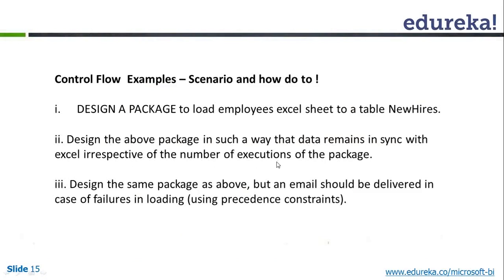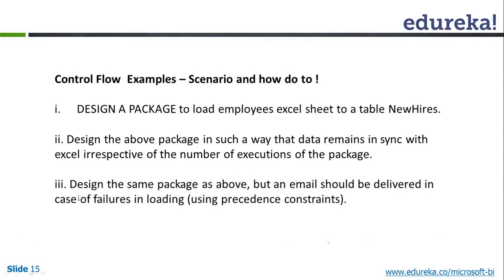So to achieve this, we added a truncate statement using the Execute SQL task, and we used precedence constraints to link them up, so that first it will truncate the table and then it will execute the data flow task. By this, it will maintain the data in sync with the source system. If the source system has 10 records, this will also have 10 records every time. That covers the second step of the scenario.